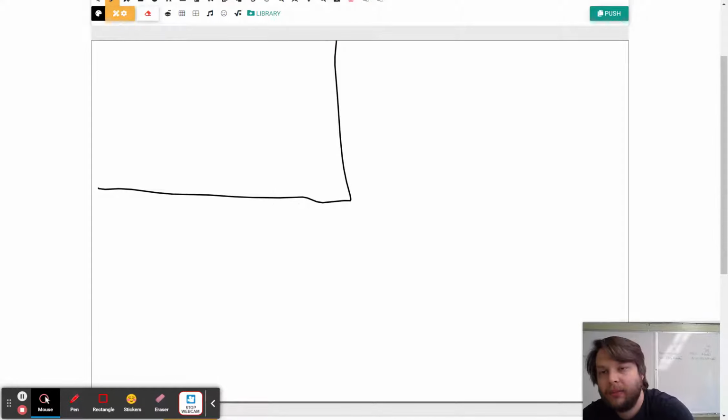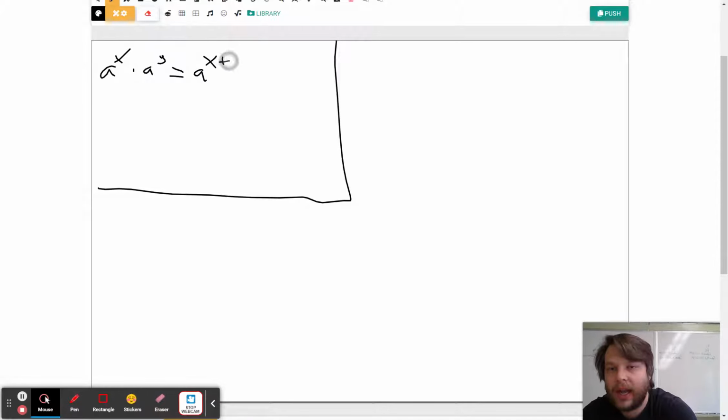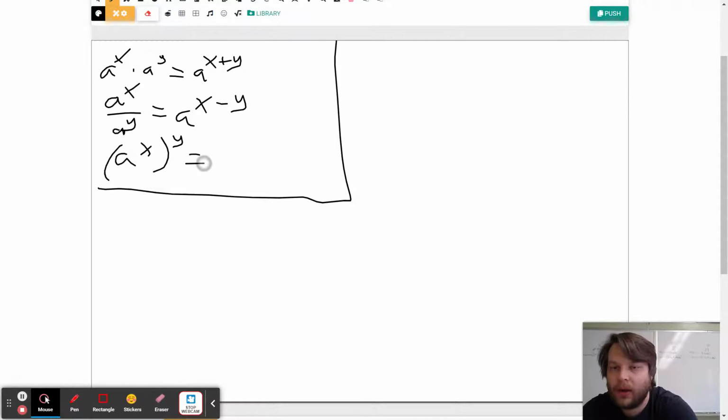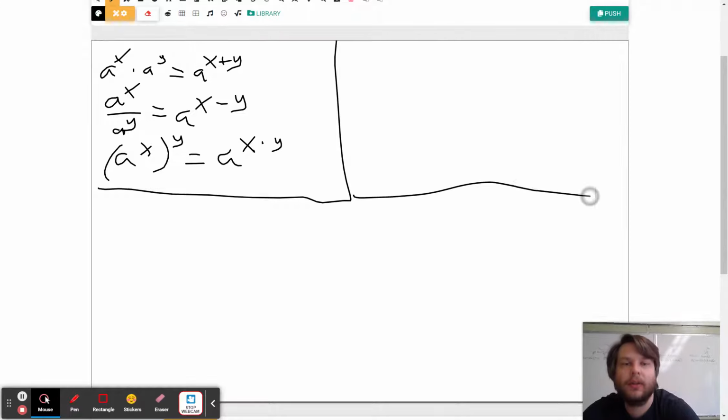Our three exponent properties are when you have multiplication between two exponents, you can add the exponents. When you have division, you can subtract the exponents. And when you have a power raised to another power, you can multiply the exponents.